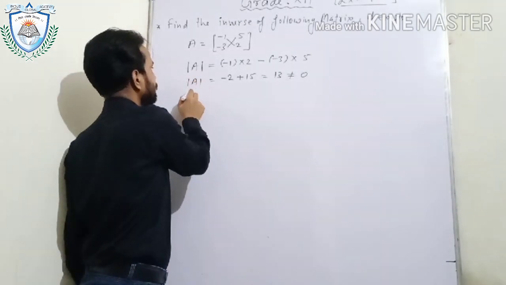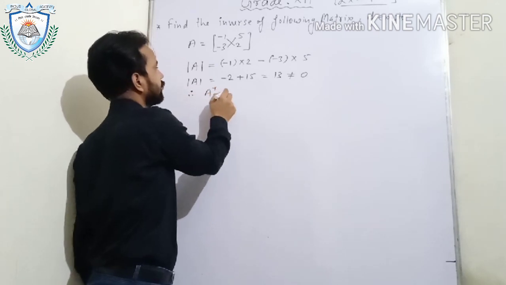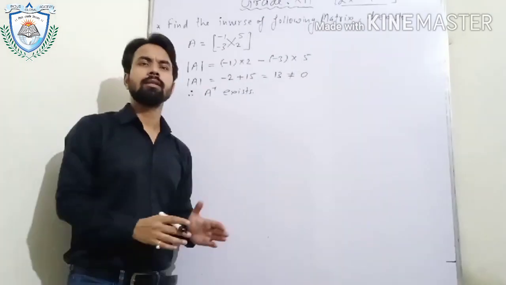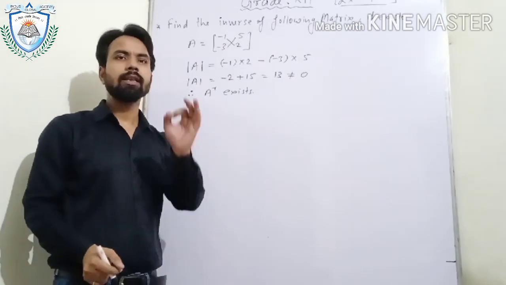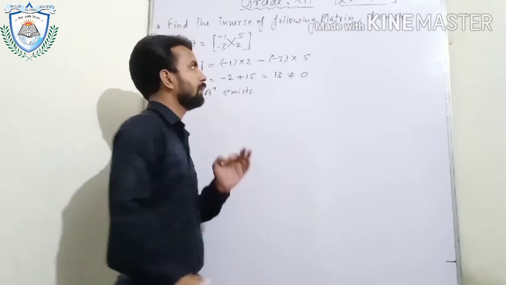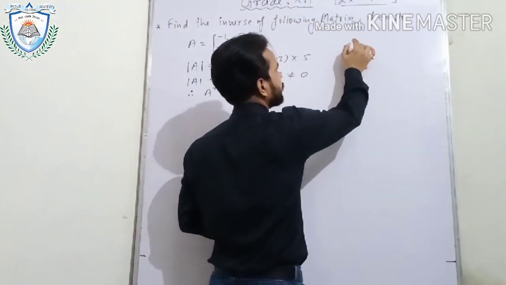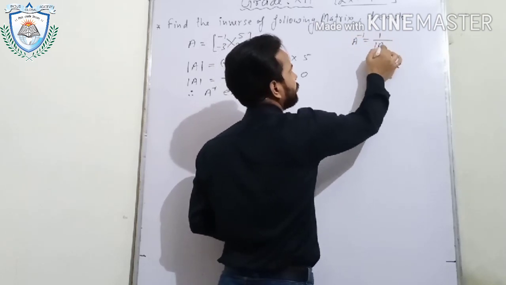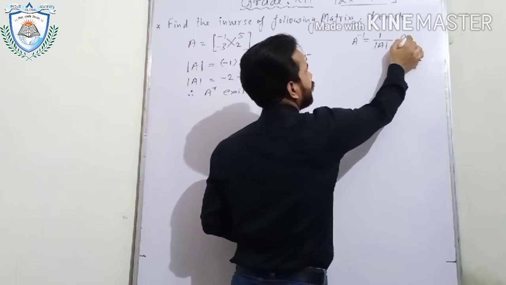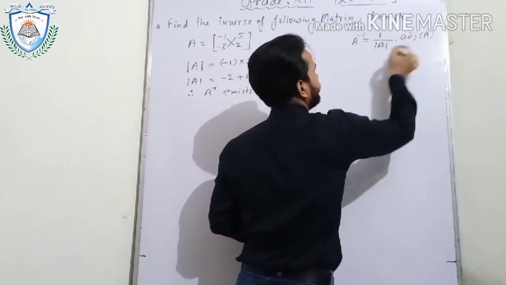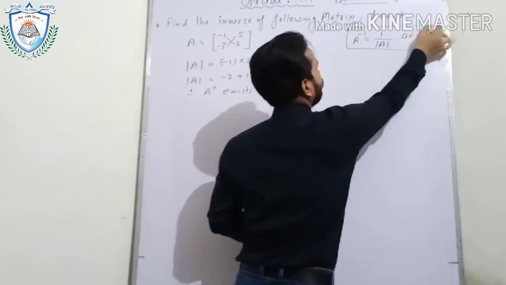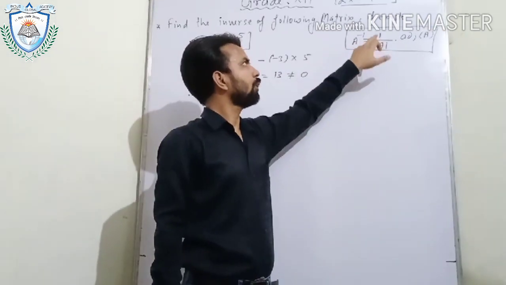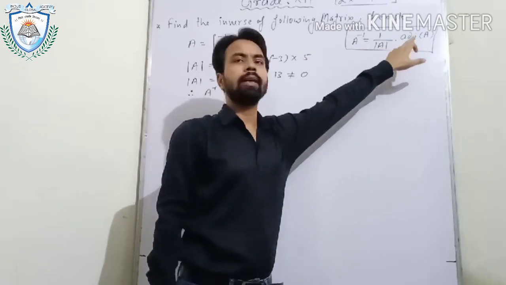So you have to write, hence A inverse exists. Now if A inverse exists, then how can we find A inverse? So beta, there is a formula for finding A inverse. For finding the inverse of a matrix, the formula is A inverse equals 1 upon determinant of A into adjoint of A. So this is the formula for finding the inverse of a matrix.